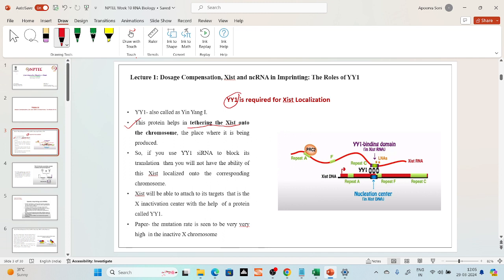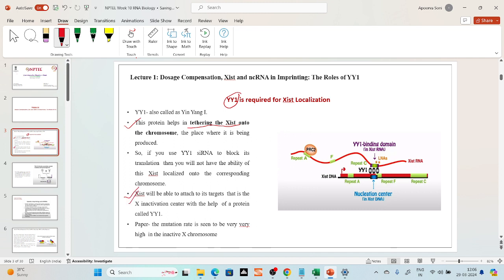We have already discussed a little bit about YY1 in the previous lecture, so I won't be repeating it. Just to recapitulate, YY1 is required because it helps Xist attach to its target, which is the X inactivation center, with the help of the protein YY1.